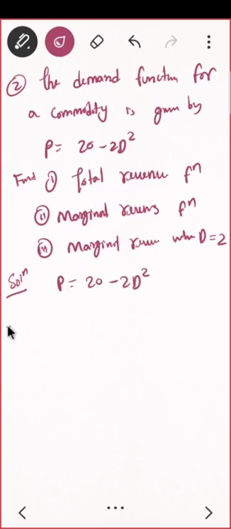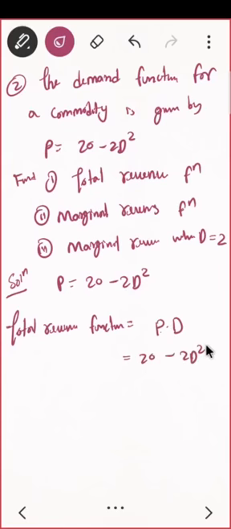Anybody? Perfect. P into D, correct. And you are given P in terms of D, so I'll substitute this P. So that will be 20 minus 2D square into D. So that is 20D minus 2D cube. This is your total revenue function.